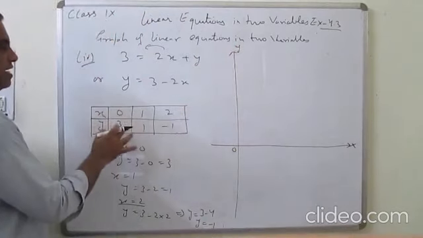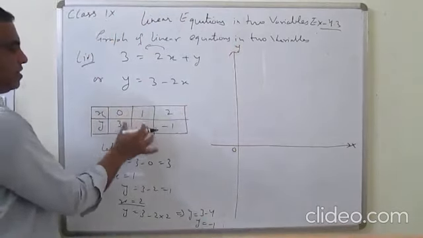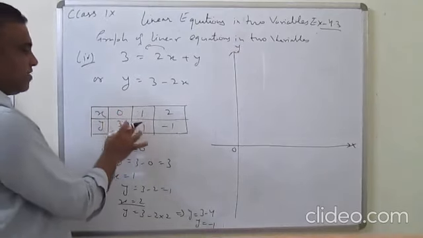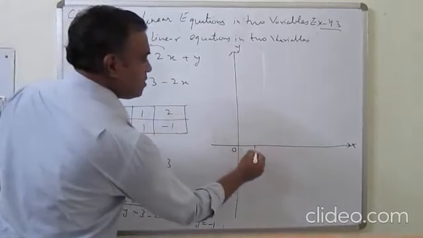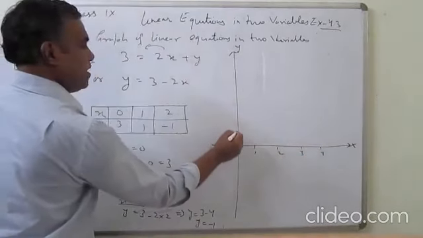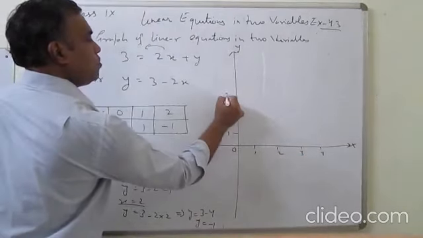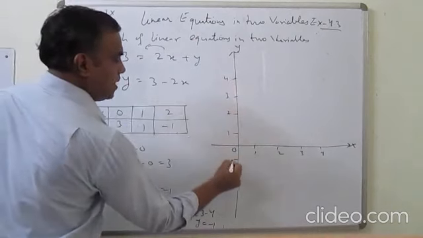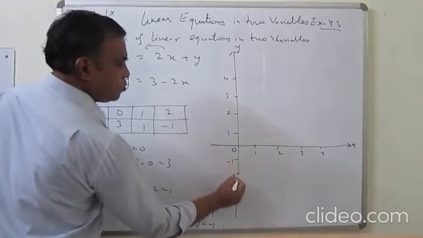Again you can take scale. 1 centimeter is equal to 1 unit on x-axis and y-axis. So x1, 2, 3, 4, y 1, 2, 3, 4, minus 1, minus 2, minus 3.